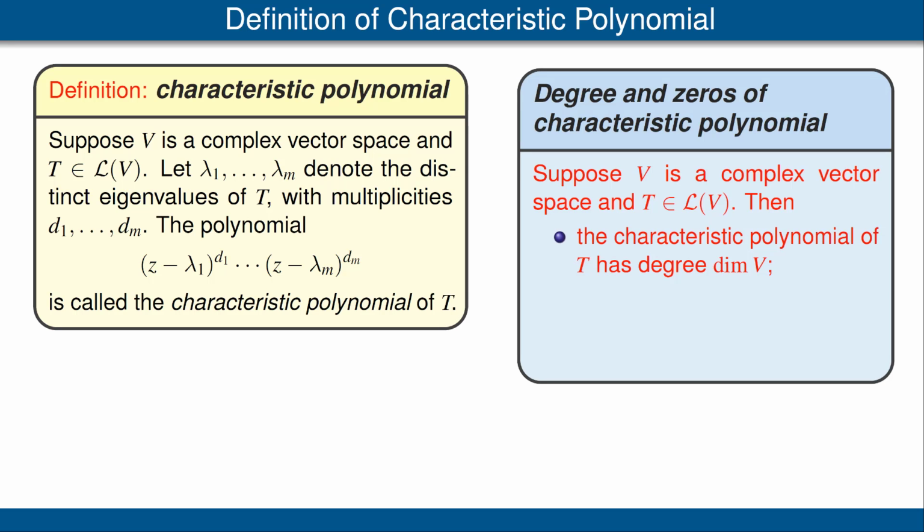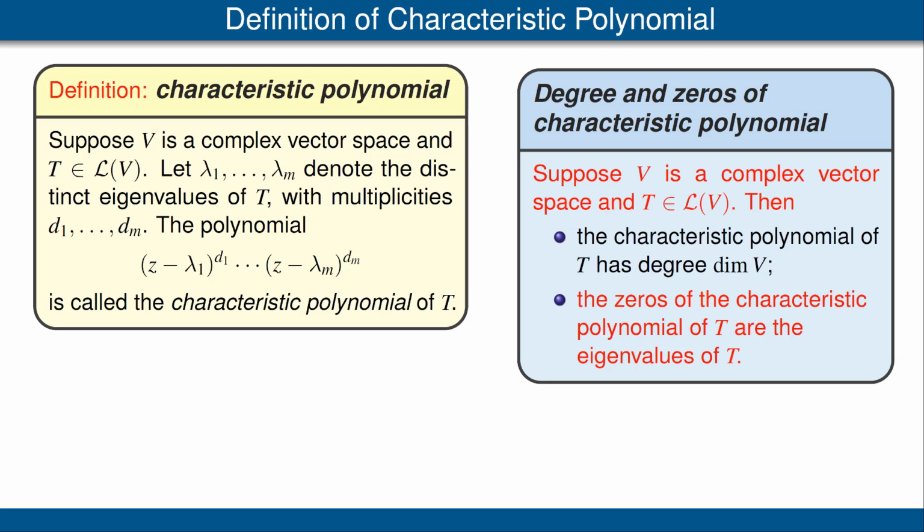Suppose V is a complex vector space and T is an operator on V. Our first consequence of the definition is that the degree of the characteristic polynomial of T is equal to the dimension of V. This follows easily from the definition to the left because we have a result stating that the sum of the multiplicities of all the eigenvalues of T is equal to the dimension of V. Thus, this result follows immediately.